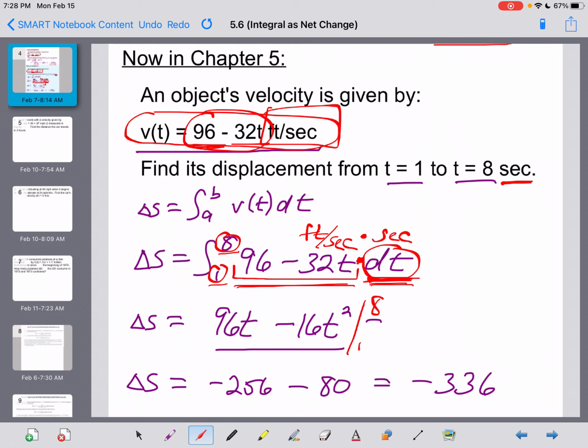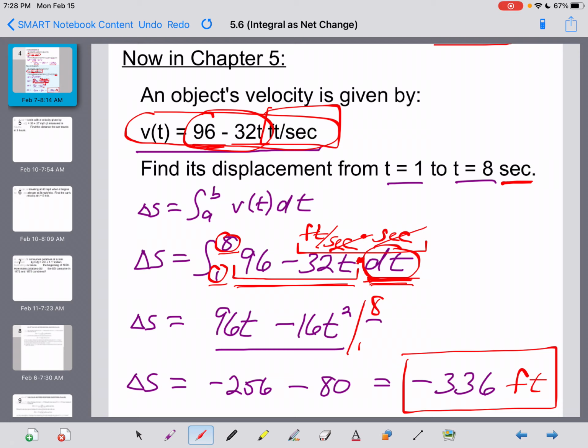So what are we really doing here? We're multiplying feet per second times seconds, and the seconds cancel out. And that is the reason why, not just because we think it should be, that is the reason why this answer is measured in feet.